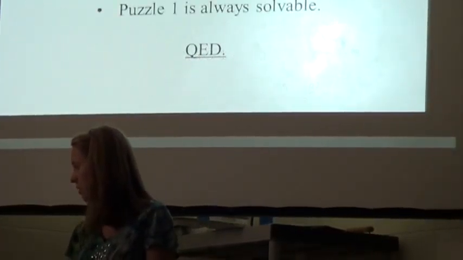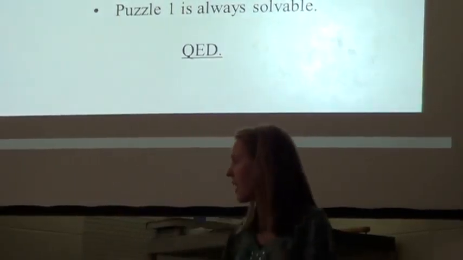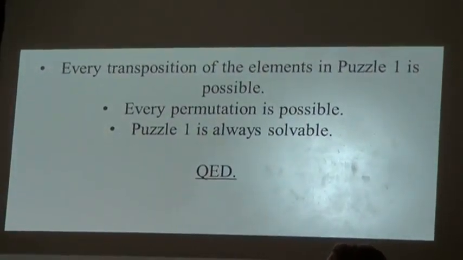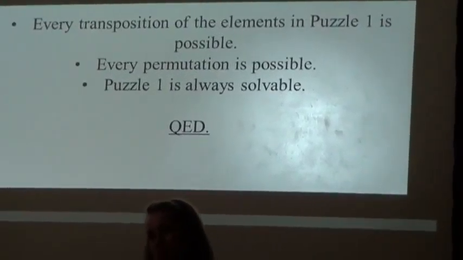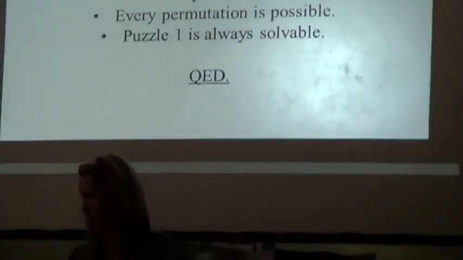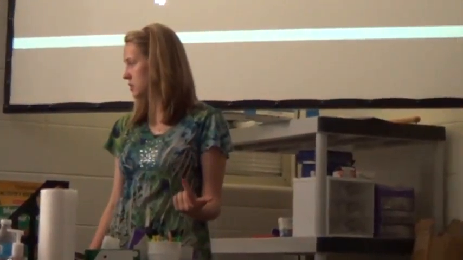So in this proof, every transposition of the elements in puzzle 1 is possible. We showed that in the table. So that tells us that every permutation is possible, since permutations are composed of transpositions. So puzzle 1 is always solvable. Now we're going to look at puzzle 2.